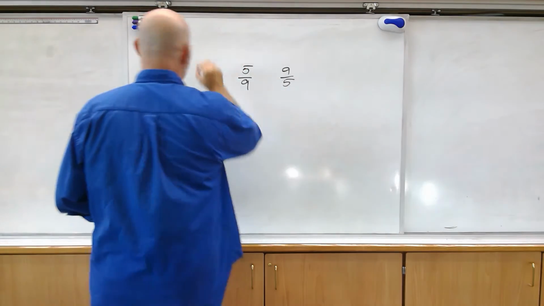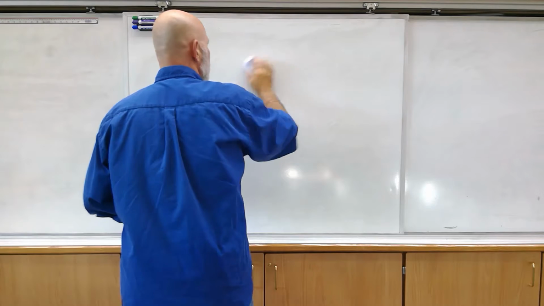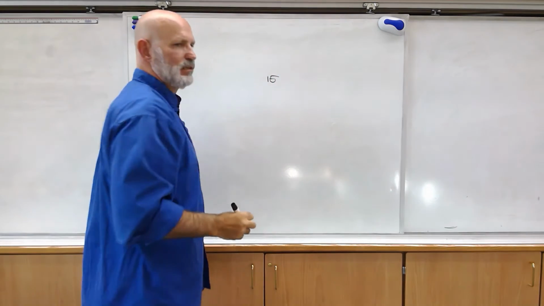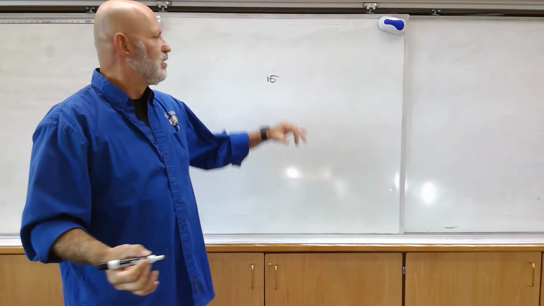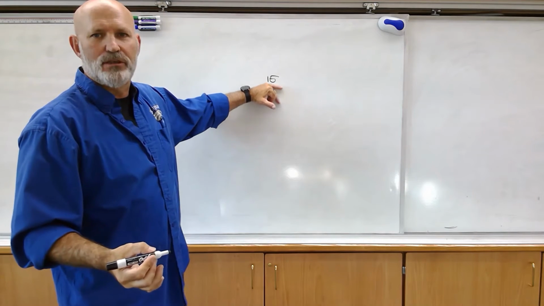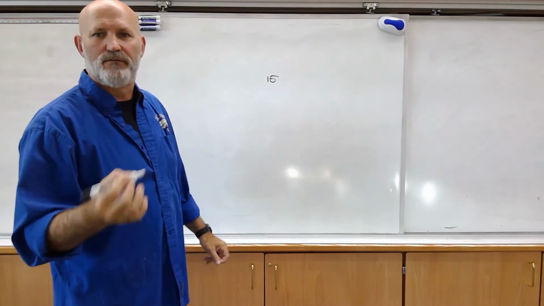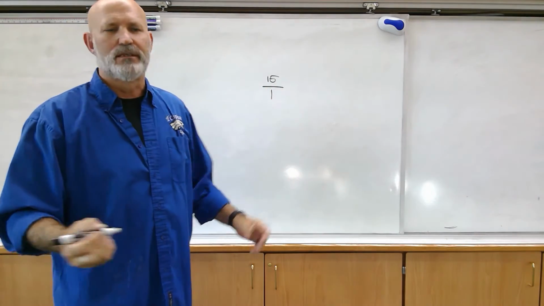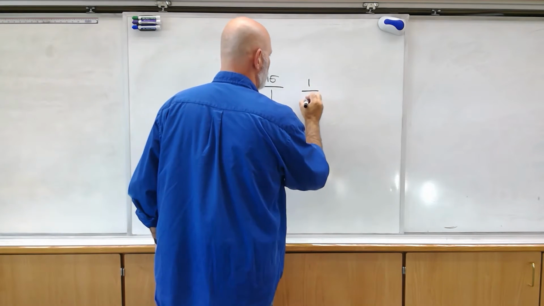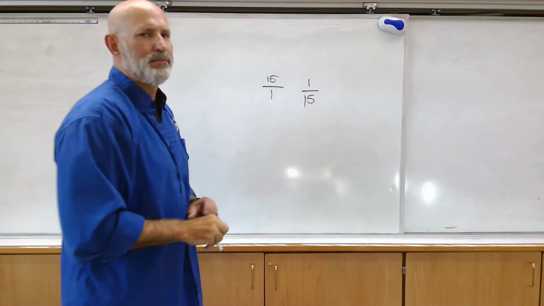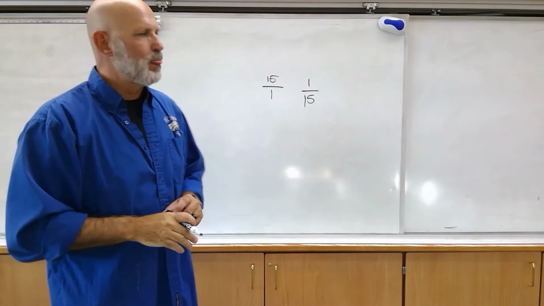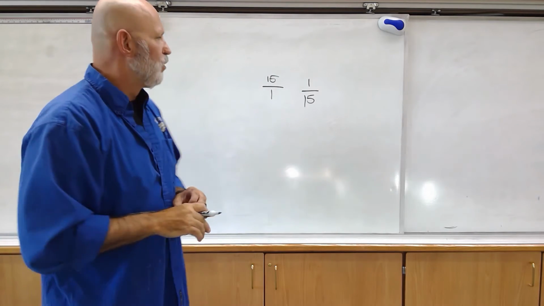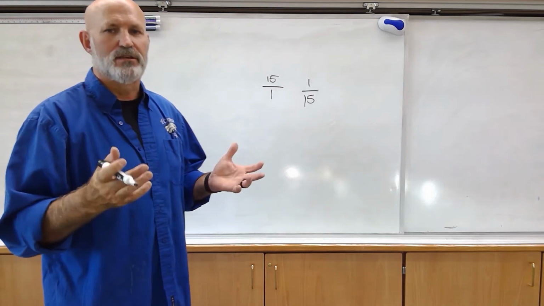And a reciprocal of, let's say, 15, for instance. I can turn that into a fraction because 15 is nothing more than 15 ones. So if I put a 1 underneath it, it becomes 15 over 1, and then I turn it over. So the reciprocal of 15 is 1/15. Same thing with 10. The reciprocal of 10 is 1/10. Reciprocal of 4 is 1/4, and so forth.